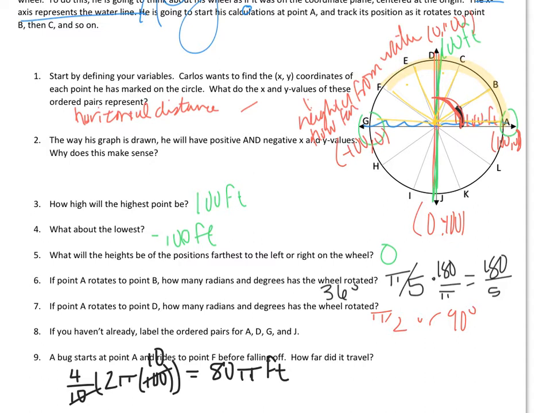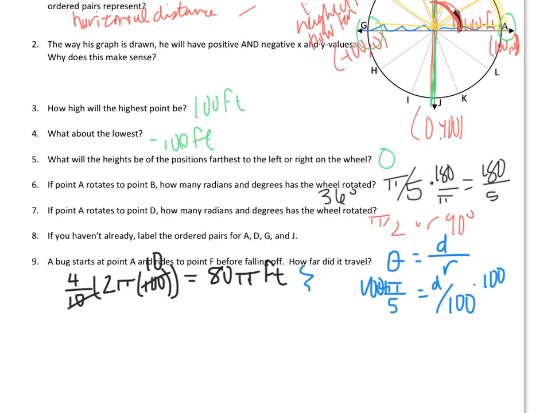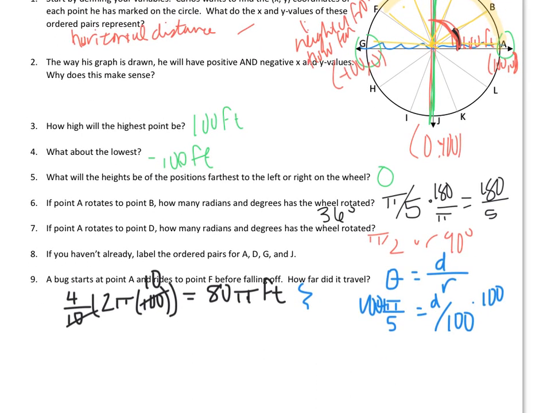Another way to figure out how far it traveled would be just to think about what a radian is. So remember, a radian is the distance or the arc length divided by the radius. So if I want to find the distance, I know that the radian in this case is 4 pi over 5. I don't know what the distance is, and I know that this is 100. So if I solve for d, I would multiply by 100 on both sides. And that is also going to give me 80 pi. So either way is going to work.